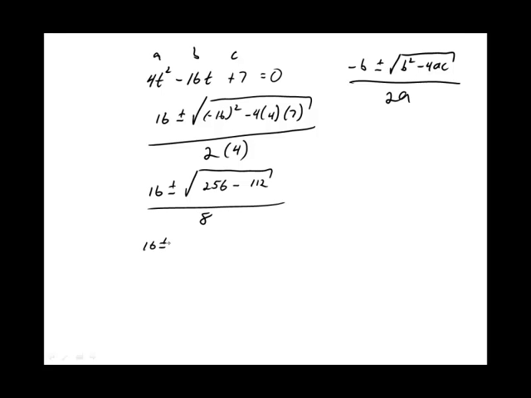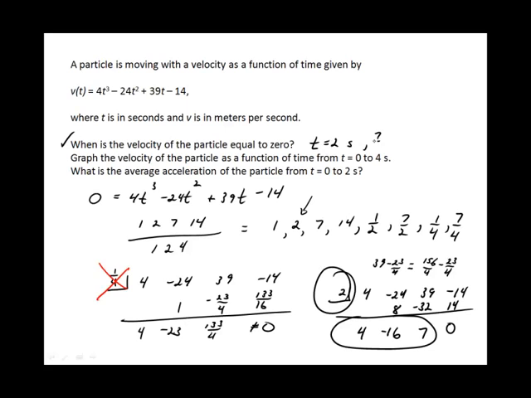So that's 16 plus or minus square root of 144 over 8, which is 16 plus or minus 12 over 8. 16 plus 12 is 28, so that's 28 over 8. 16 minus 12 is 4, so that's 4 over 8. And this would reduce to 7/2 and 1/2. So my other two times when the velocity is 0 is 7/2 of a second and 1/2 of a second. So when I go to graph that as a function of time, put time along this axis, velocity along that axis. Time is in seconds.